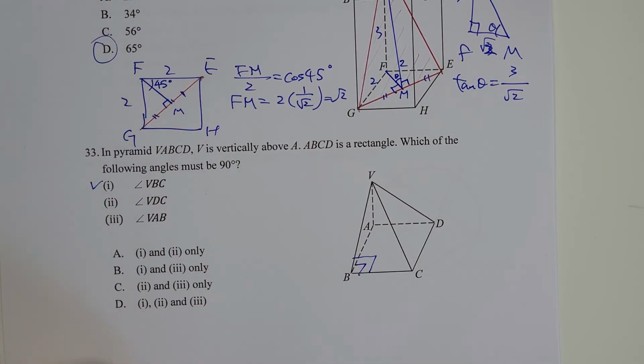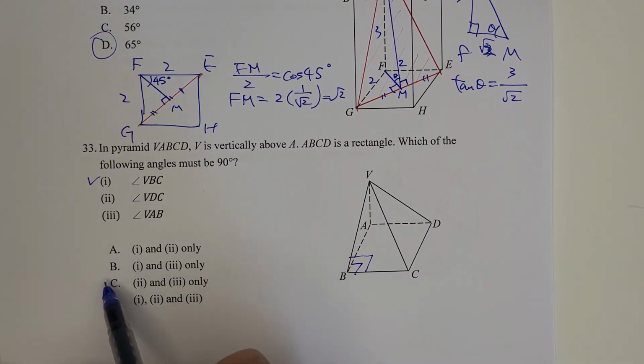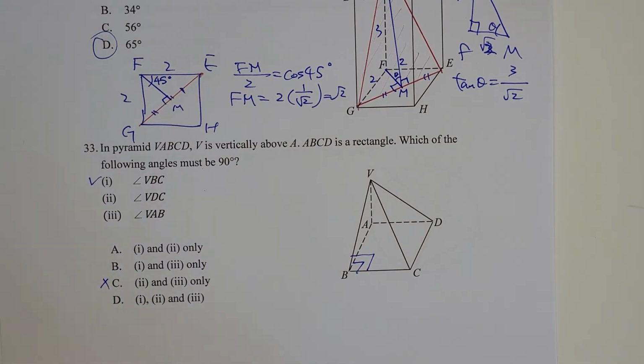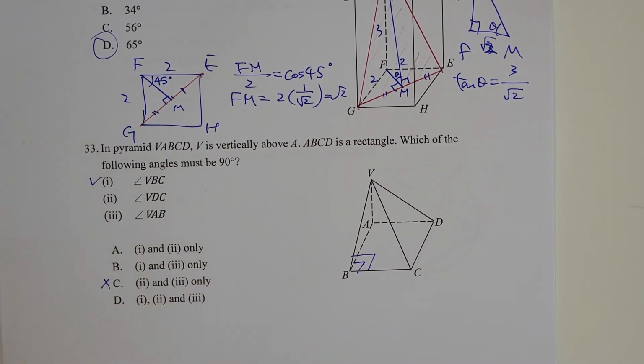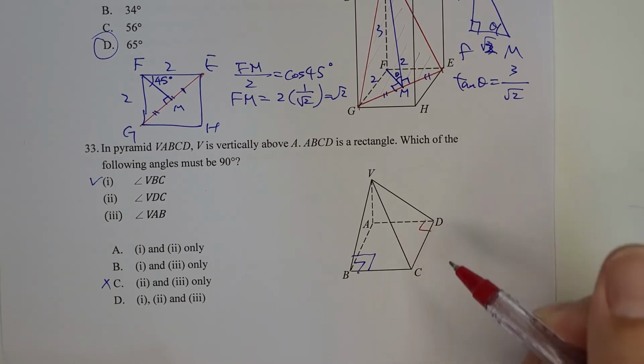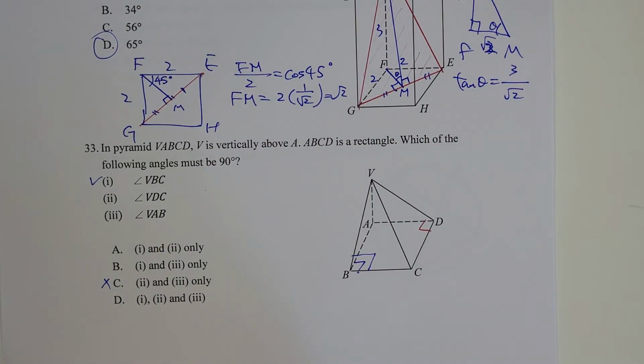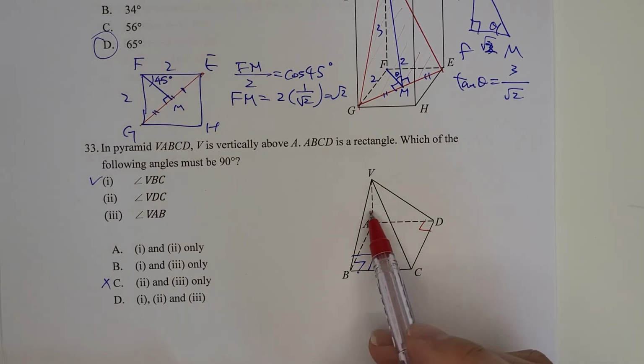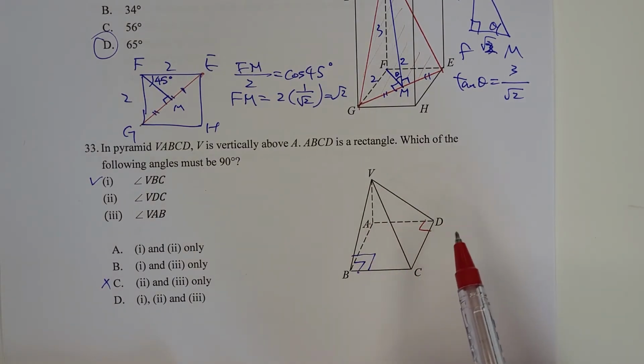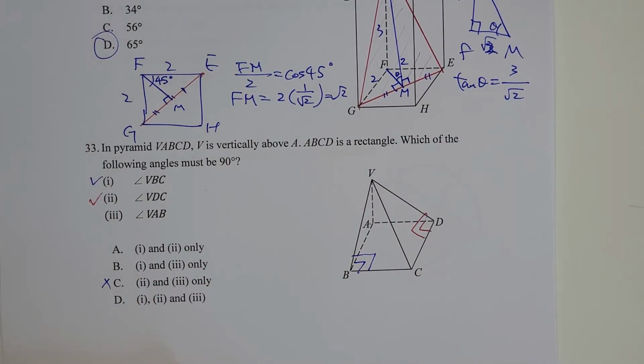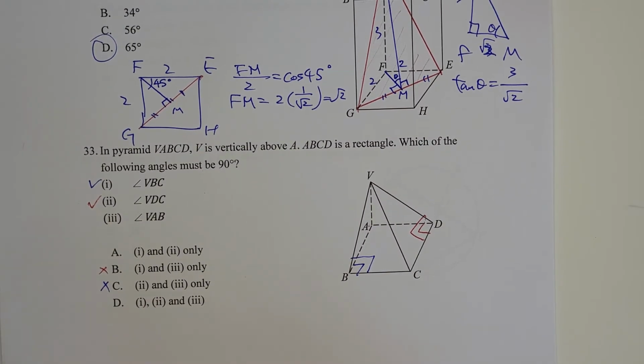So, for question 33, statement 1 is correct, and without 1, it's not correct. And then go to statement 2, angle VDC. Again, this is a right angle. ADC is a right angle, and V is vertically above A. Therefore, VDC is also a right angle, and statement 2 is correct. So the answer without statement 2 would not be correct. Okay?